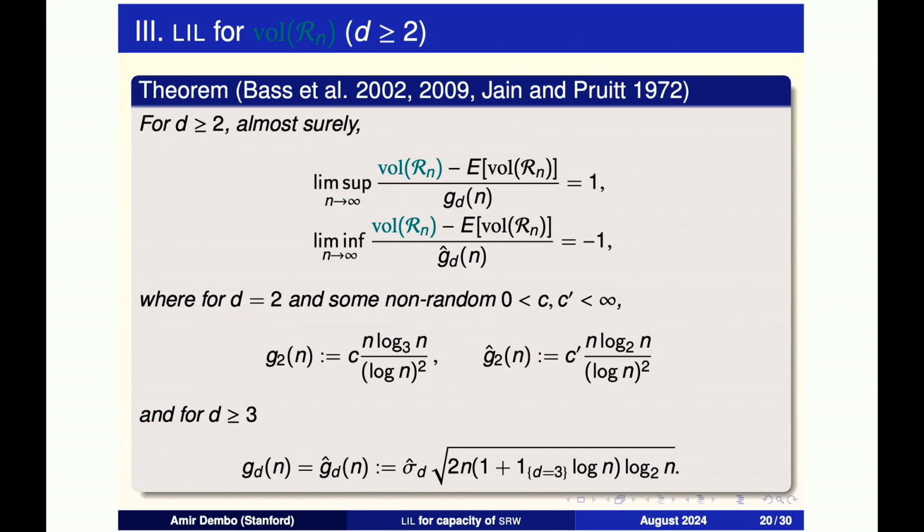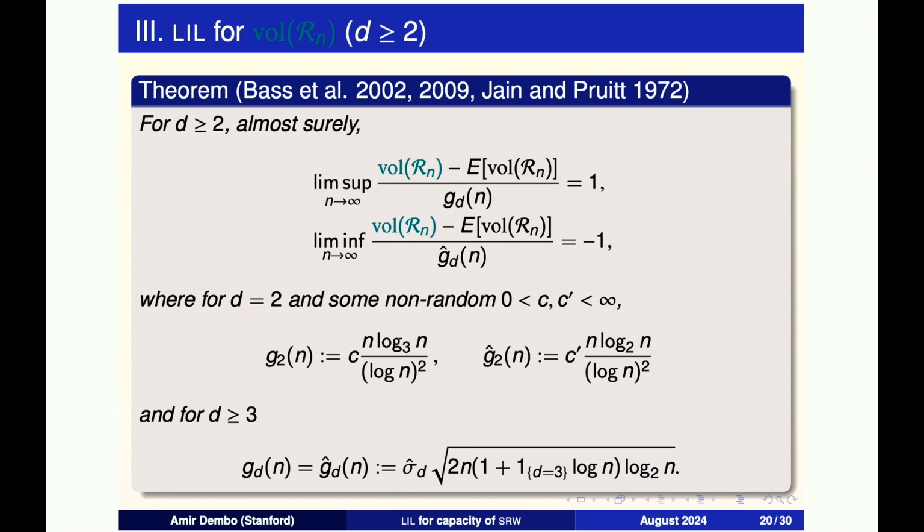Okay, let's go to dimension greater or equal to 2 and see what is known for the LIL for the volume. The results for dimension 4 or more are very easy, and they are classical, Jain and Pruitt, because in dimension 4 or more, you behave more or less like sums of independent variables. But in dimension 2 and 3, the results are more complicated, and they come from the work of Bass, Chen, and Kumagai in 2002 for dimension 2, and Bass, Chen and Rosen in 2009.